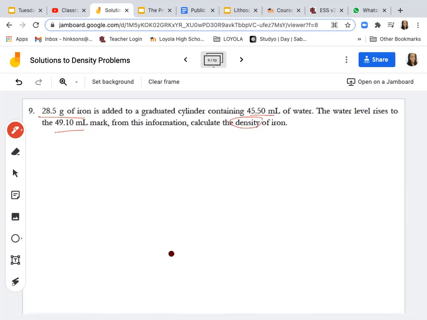Displacement, right? So we have a solid. We are using water displacement to figure out what? The volume, okay? So what do I have? What is this 28.5? Mass. What am I trying to calculate? Density, but you have to find volume too. So I need the volume. How do I figure that out?